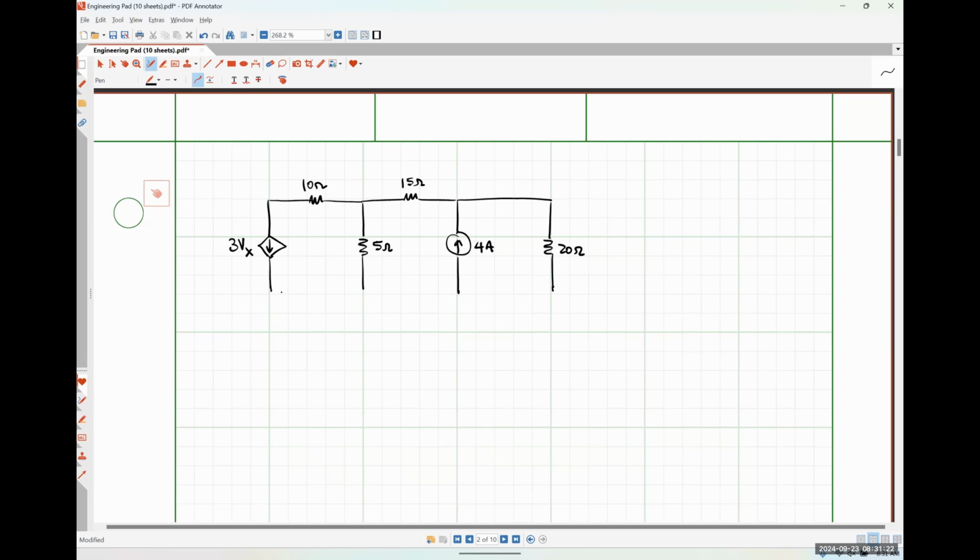And let's define our voltage Vx to be, let's be a dick about it. This voltage. I'm going to move this 5 ohms to the left just for clarity's sake. So I've defined my voltage Vx to be the difference in electrical potential effectively between the top right-hand node and the bottom node.